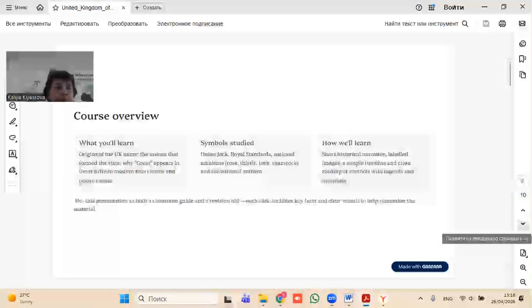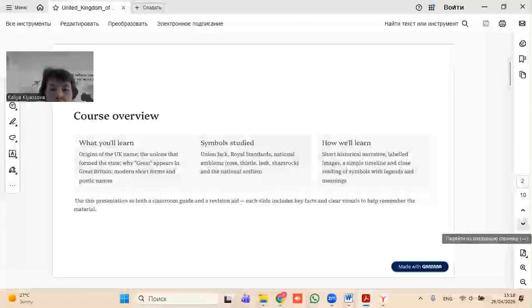Course overview. What we will learn. Origins of the United Kingdom name, the unions that form the state, why Great appears in Great Britain, modern short forms and poetic names, and symbols studied: Union Jack, Royal Standards, national emblems, Rose, Thistle, Leek, Shamrock, and the national anthem.